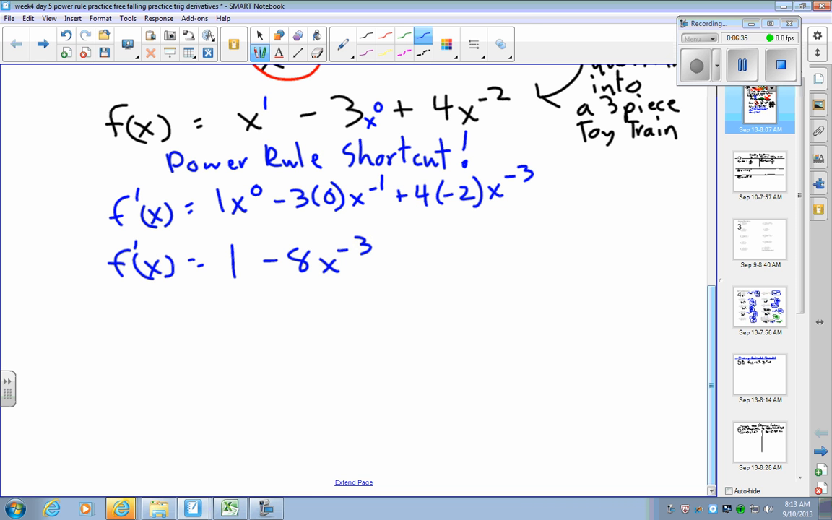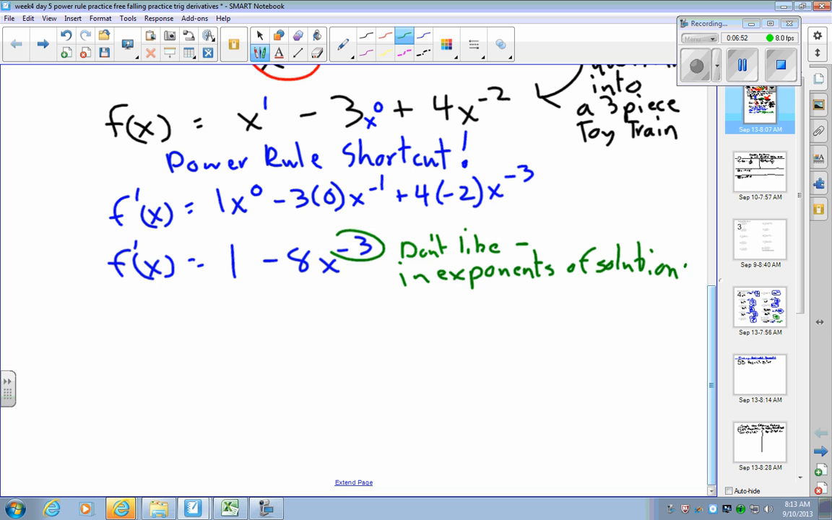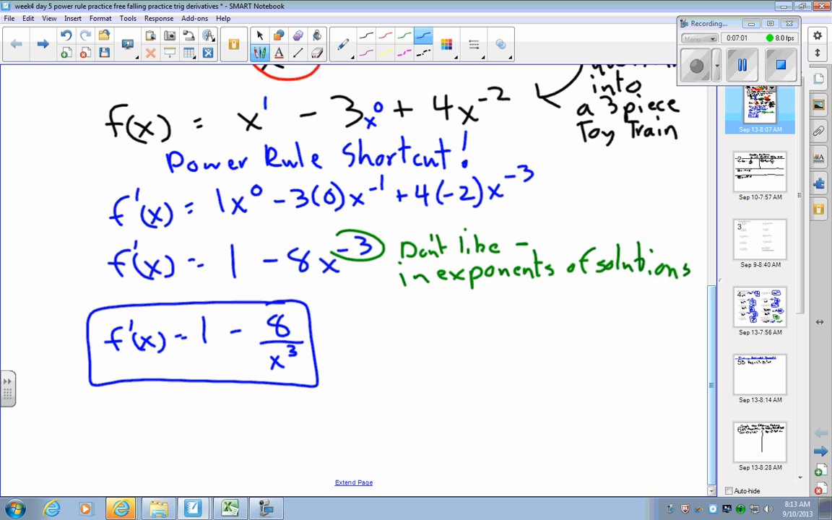From here, I don't like negatives and exponents in solutions. So now pull it back down, and you could say this is f prime of x is 1 minus 8 over x cubed. Okay? You need to have the negative exponent when you want to take a derivative, but once you're done taking the derivative, put it back down.